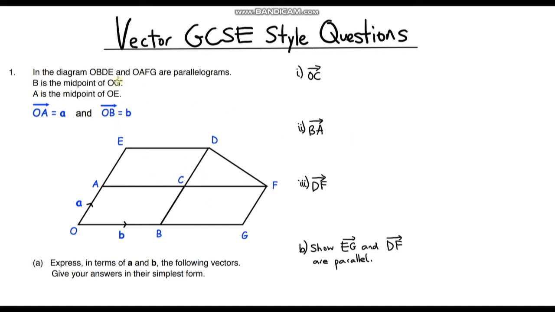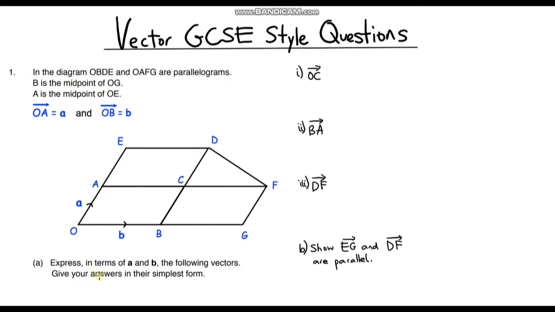In the diagram, OBDE and OAFG are parallelograms. And we're told that B is the midpoint of OG and A is the midpoint of OE. We're also told two of the vectors. We're told the vector OA, which is this vector here, is equal to A, and the vector OB is equal to B. So there's quite a lot of information here, which we'll probably have to use.